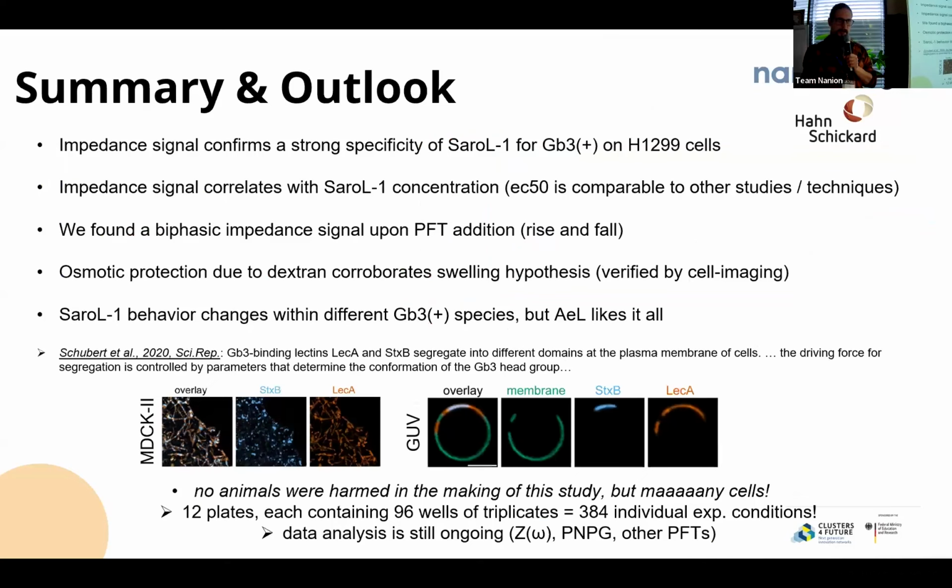With this, I'm already at the end of my talk. I hope that I could convince you that the AtlaZ is a real powerful system that can give you a lot of data. Data analysis is still going on. The EC50 values, I just analyzed them last Friday, so this is brand new data, and I hope that I will be able to deduce a bit more model-wise here.